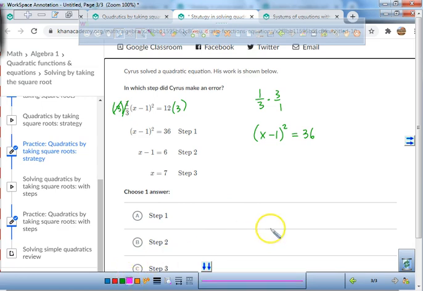Okay, so here we go. Right now, what should you do from step 1 to step 2? What should you do? What do you think? Take square root. That's right.